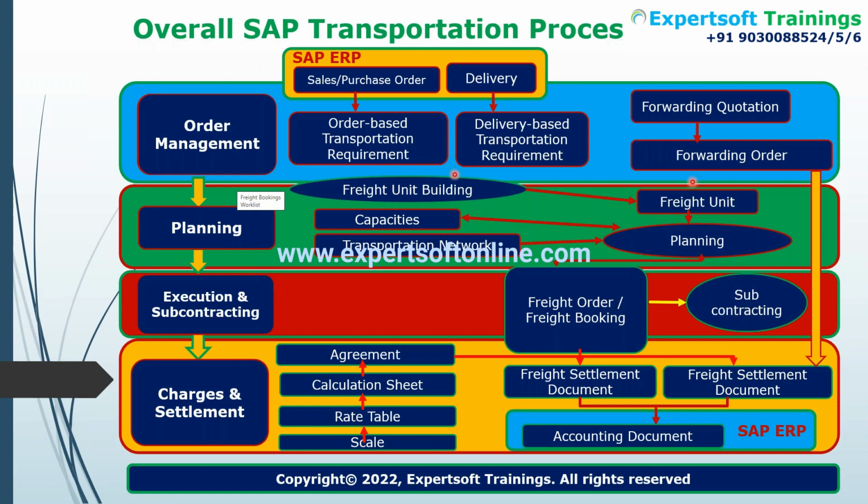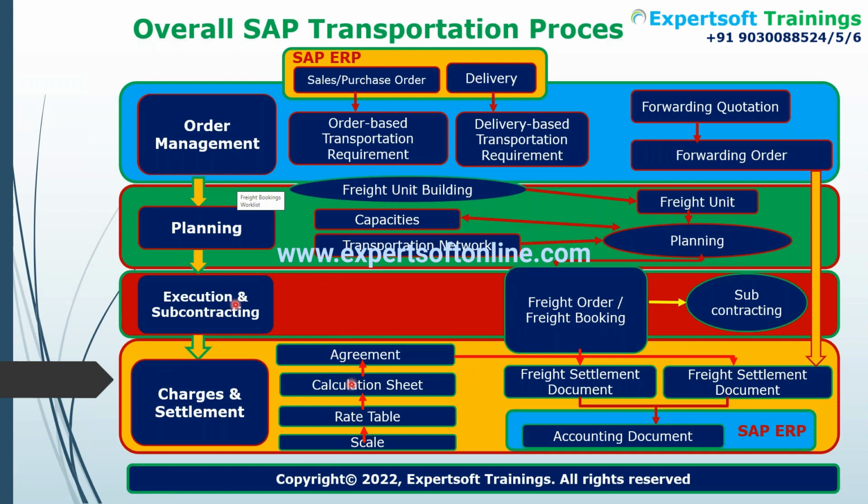Now, on the charges and settlements, these are nothing but your contracts. As we said, when we have a carrier, we will execute a legal contract saying that if you transport from the source location to the destination location, I will pay you X amount of money per kilometer. All these things will be defined in the charges and settlement, and from here we will find out how it can happen.